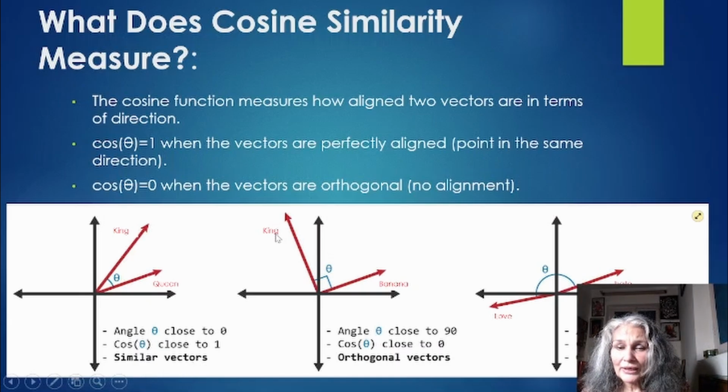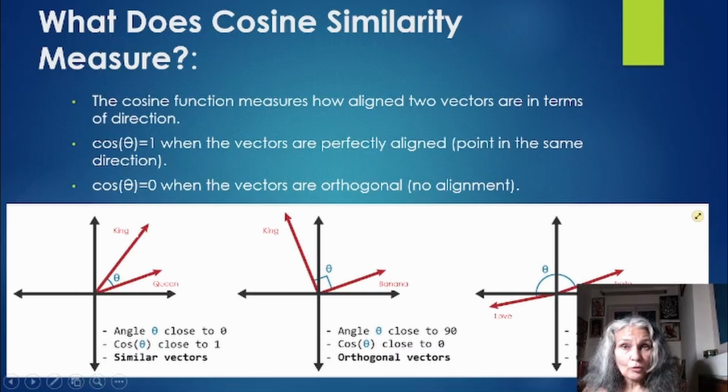On the other hand, look at this. You have king and you have banana, and they are literally at right angles. Now, if angles are close to 90 degrees, it means the two vectors are essentially orthogonal. That means they're at right angles to each other. That means they have literally got no relationship to each other, in which case the cos theta or the cosine similarity is 0.